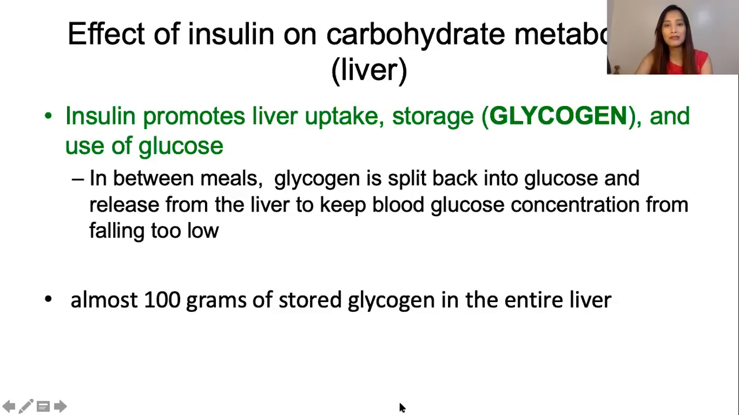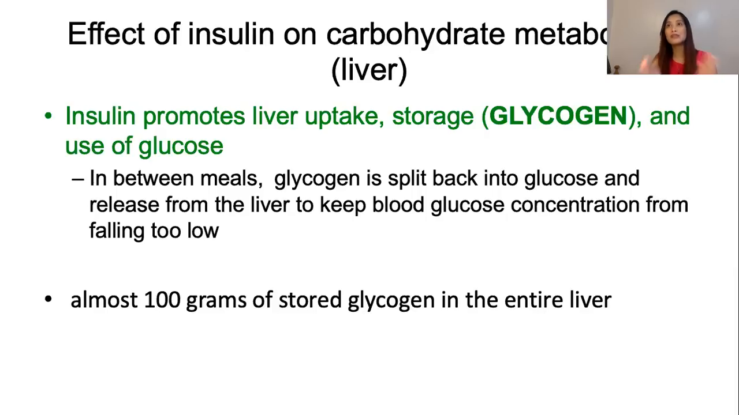How about in the liver? How about the effect of insulin on carbohydrate metabolism in the liver? So your insulin promotes liver uptake, storage in the form of glycogen, and use of glucose. So in between meals, when you're not eating, your glycogen is split back into glucose so that your glucose can power your cells. And it's released in the liver to keep the blood glucose concentration from falling too low.